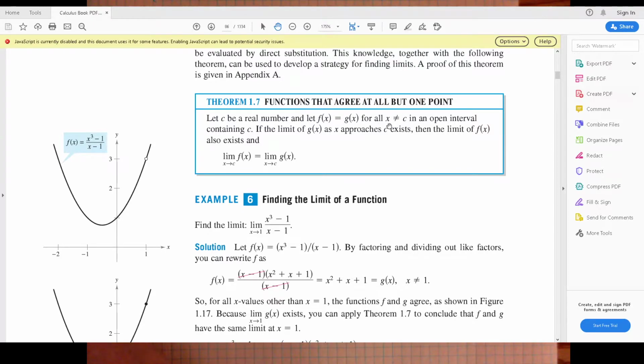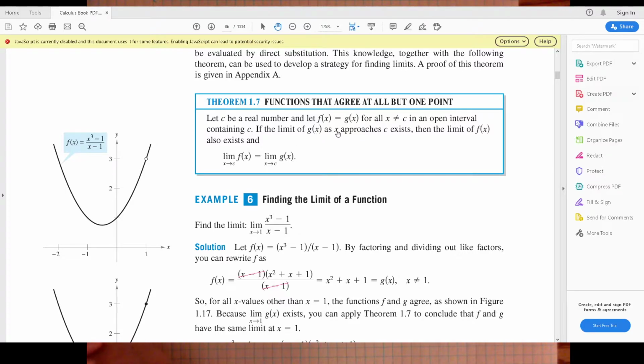Now what this means, we'll get to in a moment, but it means that there's an algebraic step we can take to determine f and g. This has to be over an open interval that has c in it. Now, if the limit of g of x as x approaches c exists, then the limit of f of x also exists, and they are the same thing.